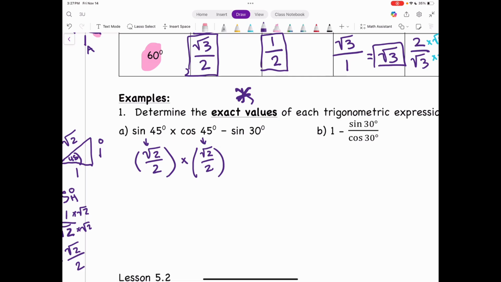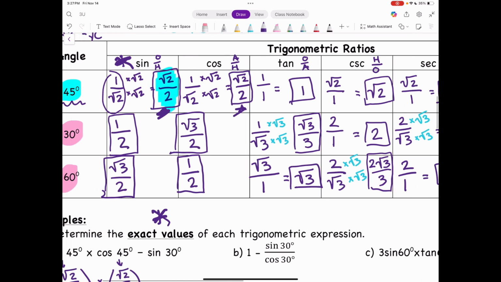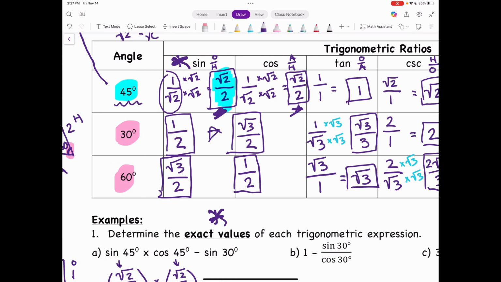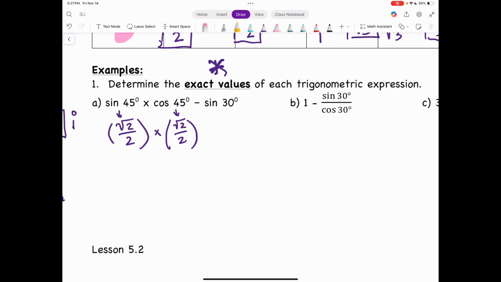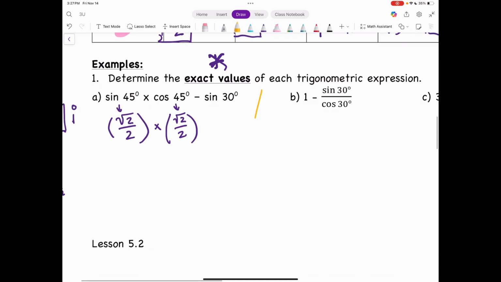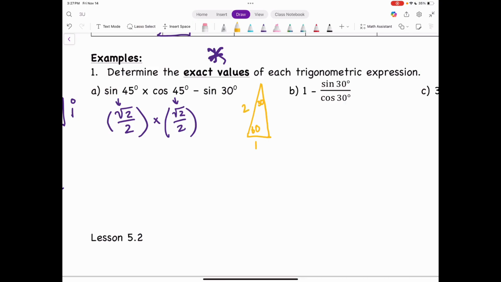Now let's figure out what sine at 30 degrees is. Technically, we could go back to this chart and see that sine at 30 degrees is going to equal a half. But if we didn't have that chart, and you won't have it on your test, we would draw the 30-60 triangle, where the short leg is 1, the hypotenuse is 2, and the long leg is the square root of 3. So if we're looking at sine, it's opposite over hypotenuse, which is 1 over 2.